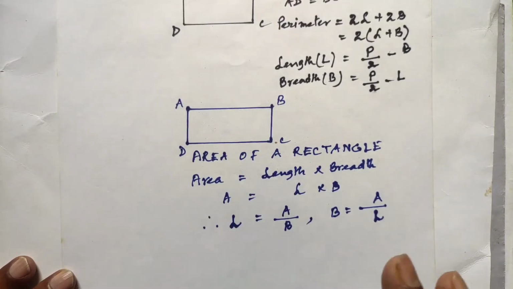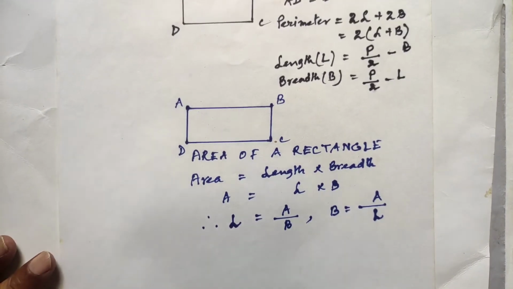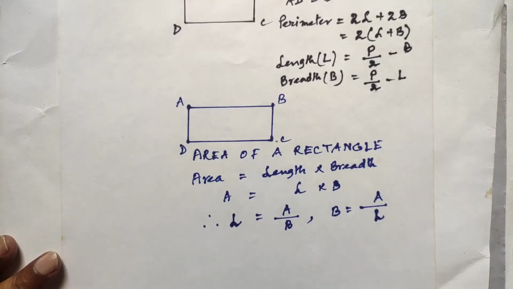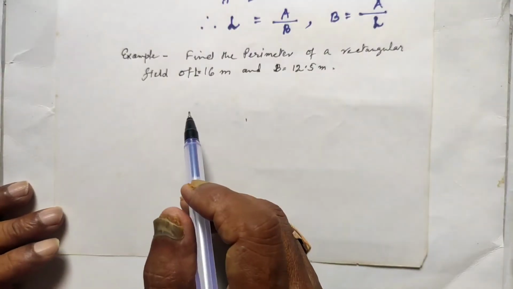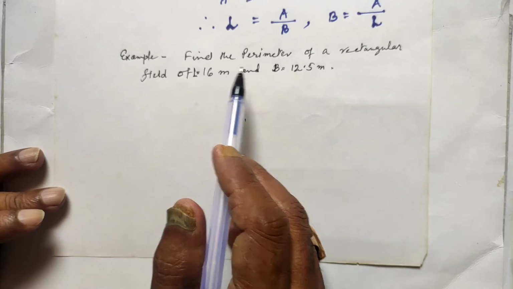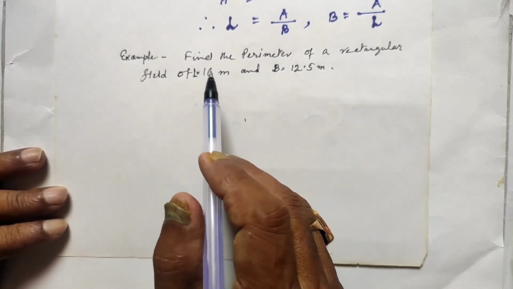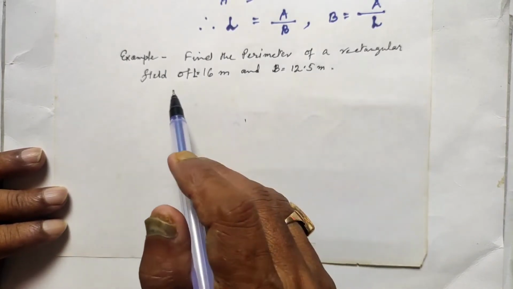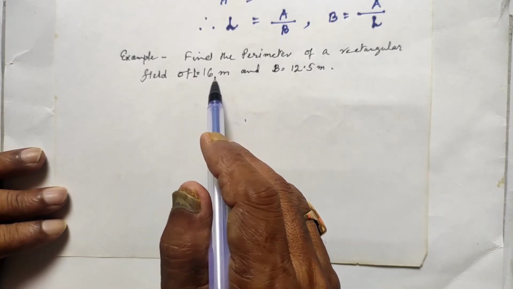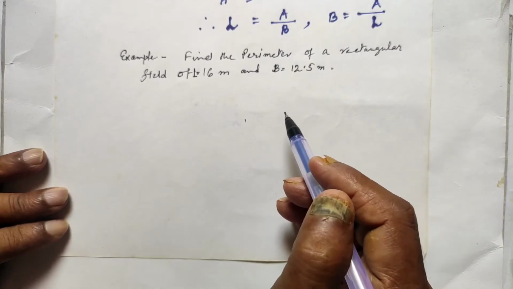So these are the basic things you need to know when you want to work on the rectangle. Now let us do some of the sums. Here I have taken one example of perimeter, how will you find the perimeter using the data. Find the perimeter of a rectangular field of length 16 meter and breadth 12.5 meter.